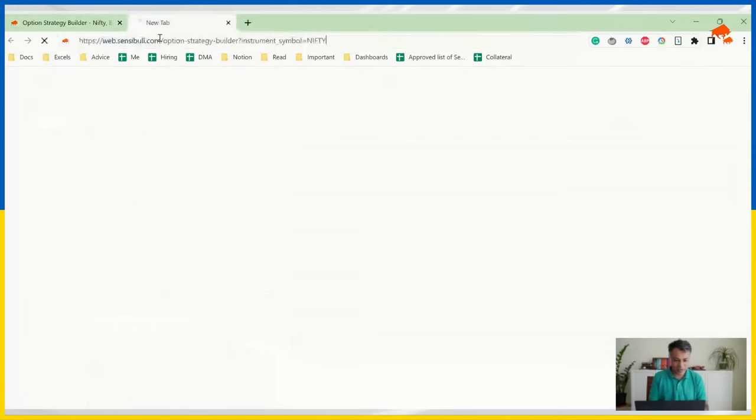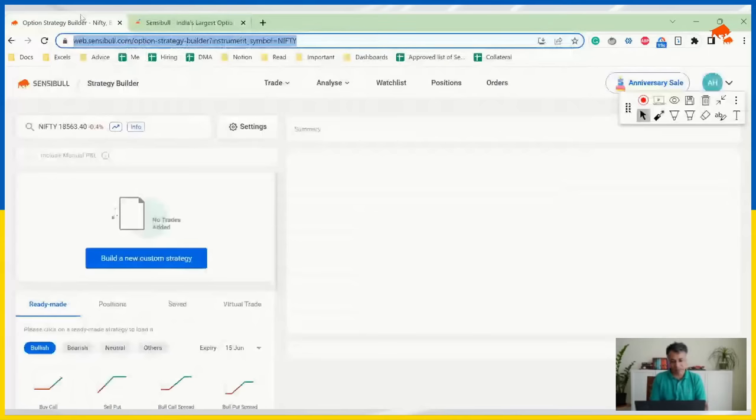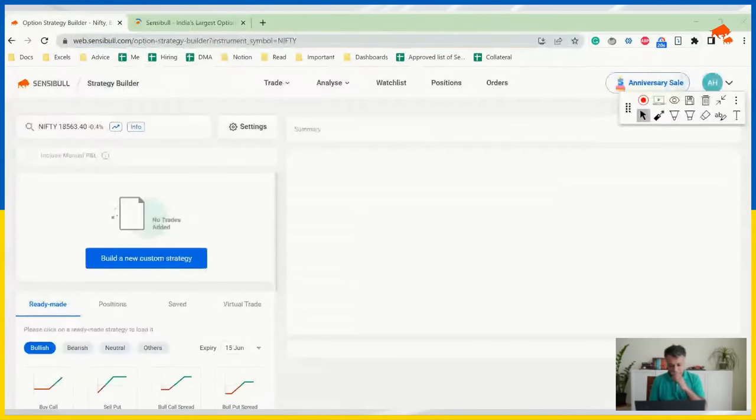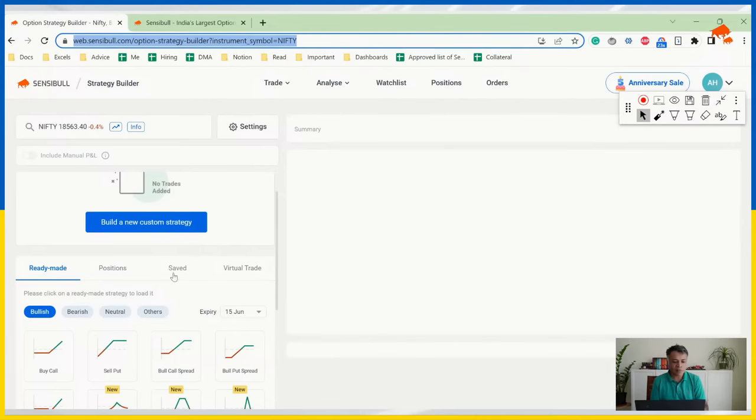So okay, let's start with a very simple thing. I'm going to start with a question. The market is going to go up around 100 points in the next 2 weeks. What are you going to do? This is my problem statement, and I don't have the answer to this problem statement. I'm creating it now.